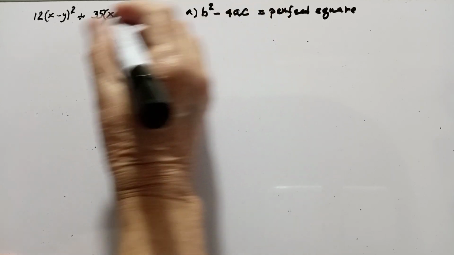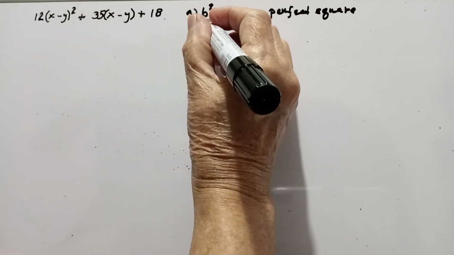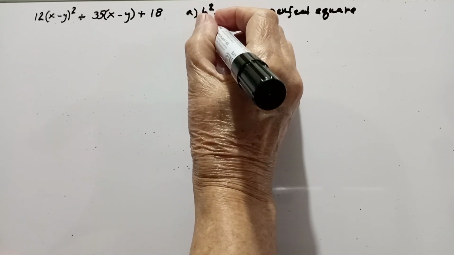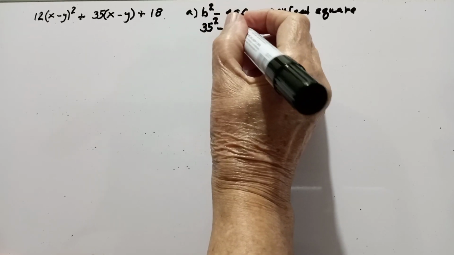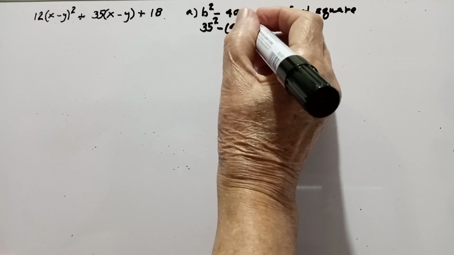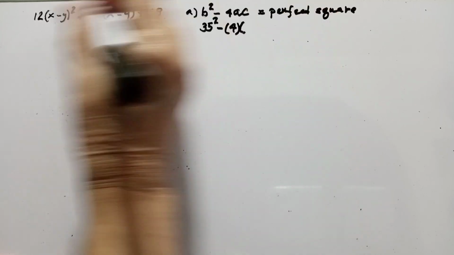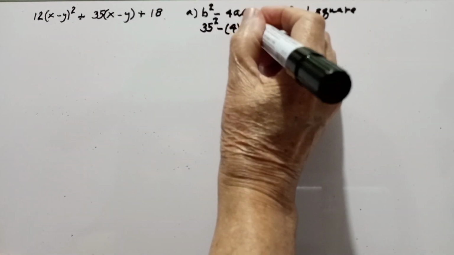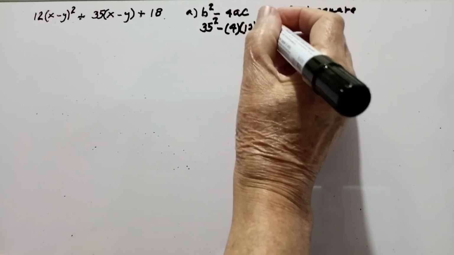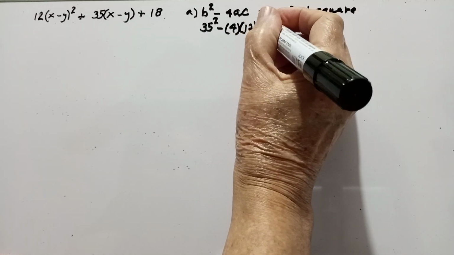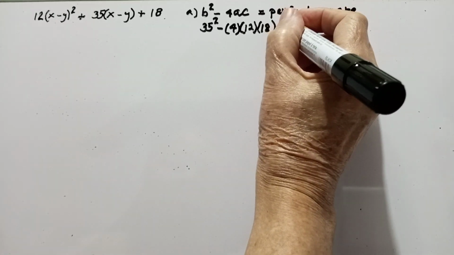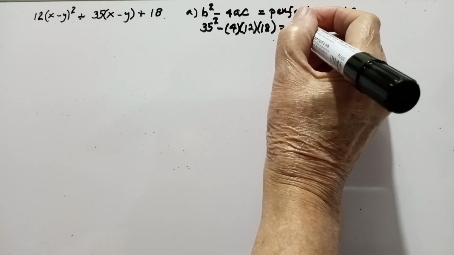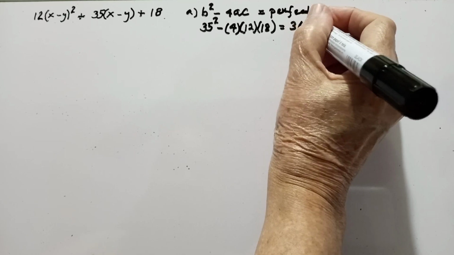So b is 35. So we have 35 squared minus 4 times a, which is 12, times c, which is 18, and we will get the answer 361.